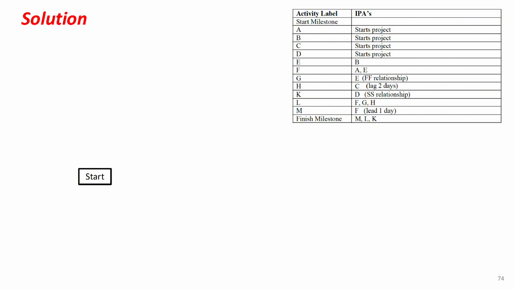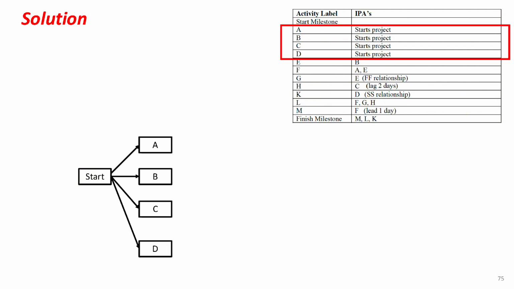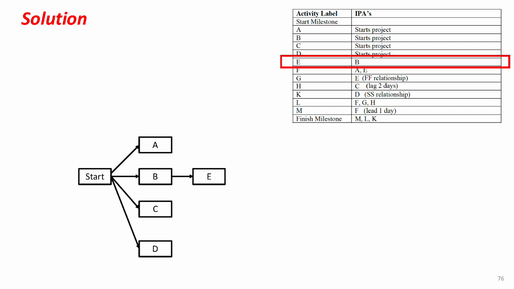Now, let's take a look at the table. As you can see, we have 4 activities that can start as soon as the project begins, including A, B, C, and D. Let's add these activities into the network. These 4 activities must be connected to the start milestone through finish-to-start relationships. Next, we have activity E, which is preceded by activity B. Since no relationship type is specified, we'll assume it's a finish-to-start relationship.